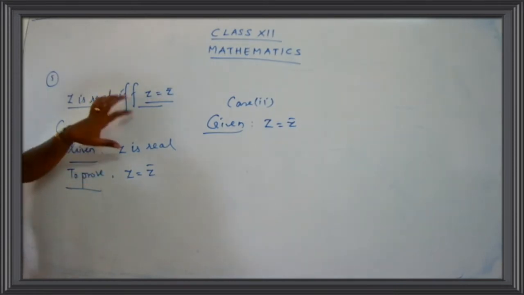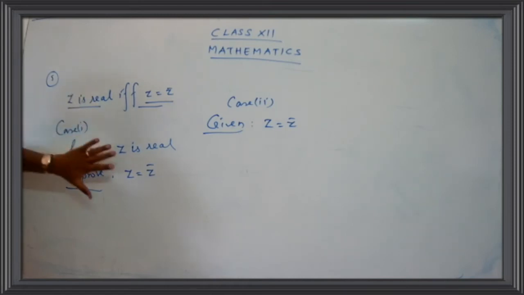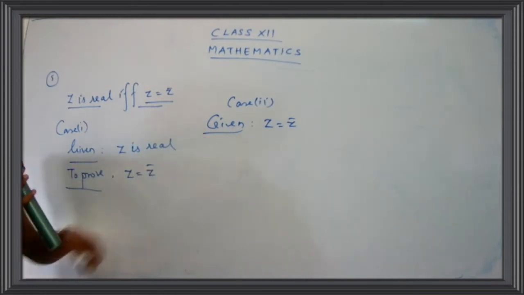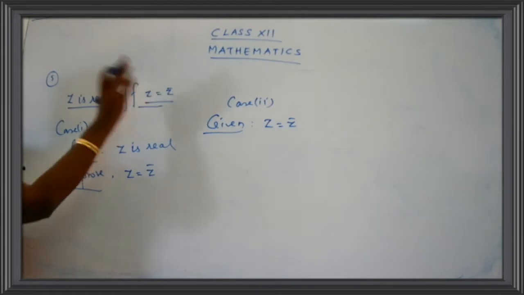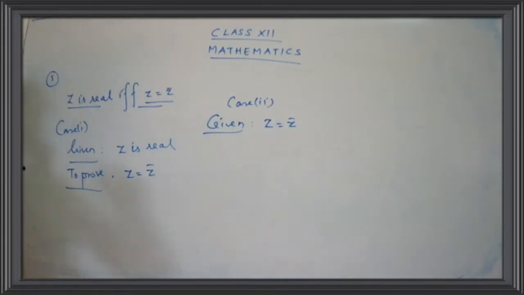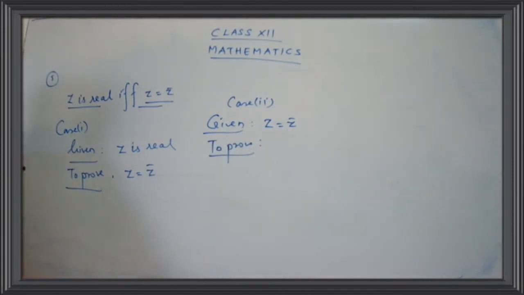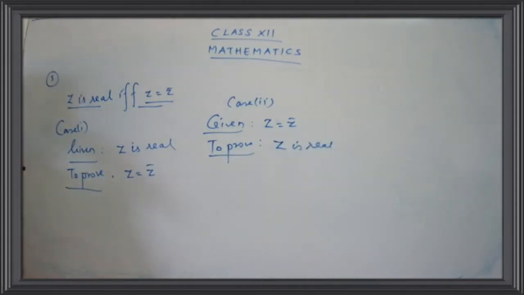If and only if means you have to consider two cases. So what is the given part I have taken for the first case? Z is real. So what will be for case 2? Z is equal to Z bar. Okay. Now let's come to the prove part. What is to prove? Z is equal to Z bar. Now tell me the to prove part for case 2. Very good. Yes, Z is real. So this is how we are going to consider the cases and proceed with our proof part.